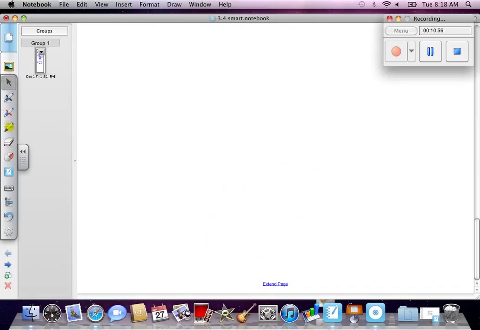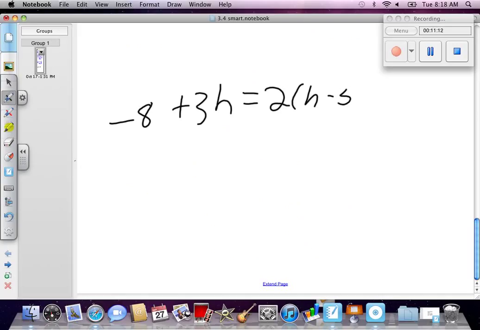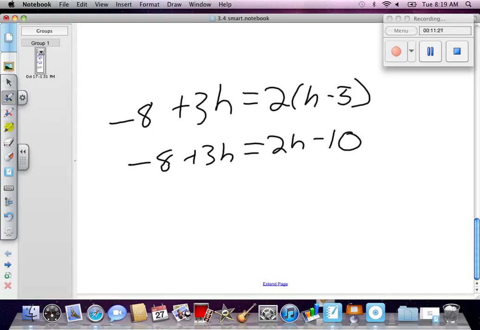All right, ladies and gentlemen, let's go ahead and look at C. We've got negative 8 plus 3h equals 2 times h minus 5. So the first thing we do is we distribute. So we get 2h minus 10. Then we're going to subtract that 2h. I subtracted because it was smaller. Right. And I get negative 8 plus 1h equals negative 10.